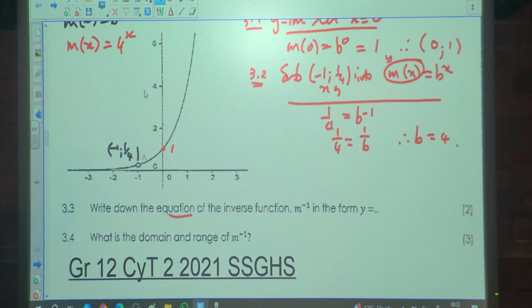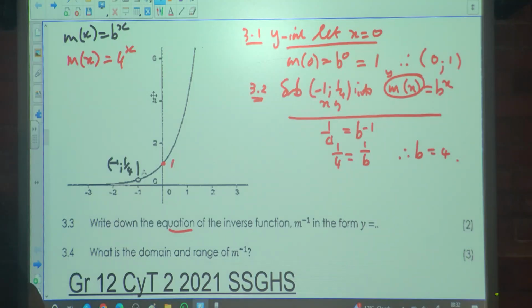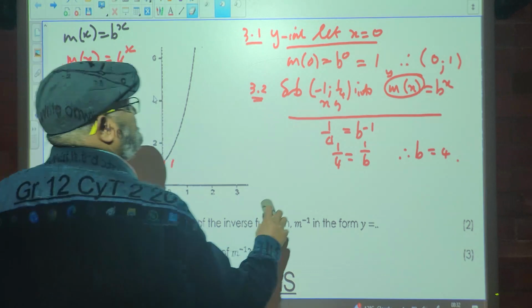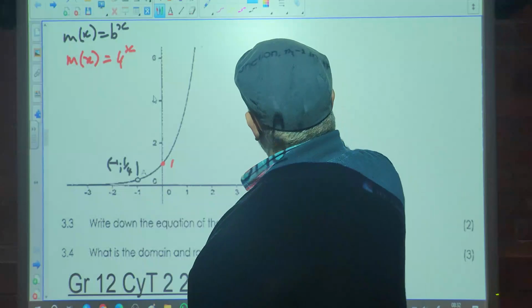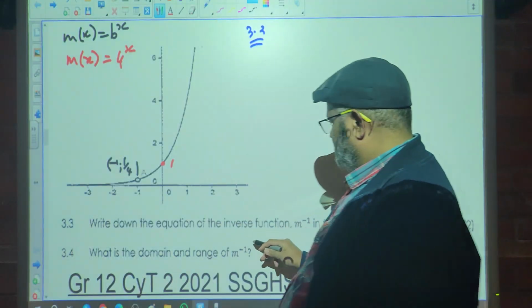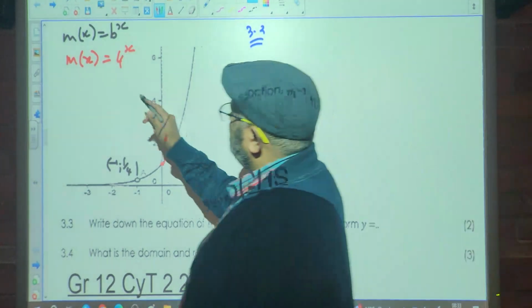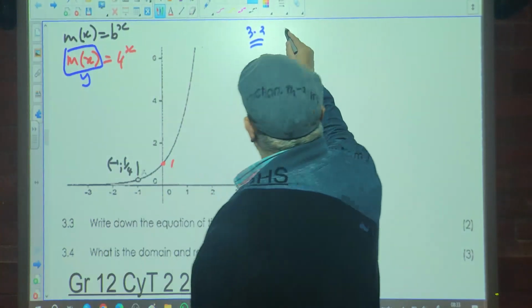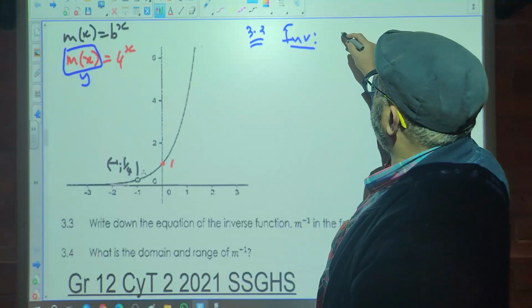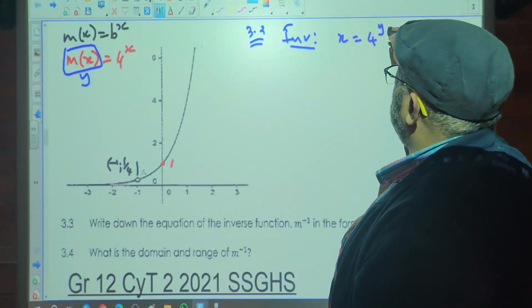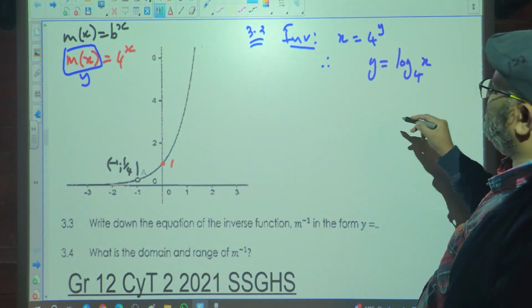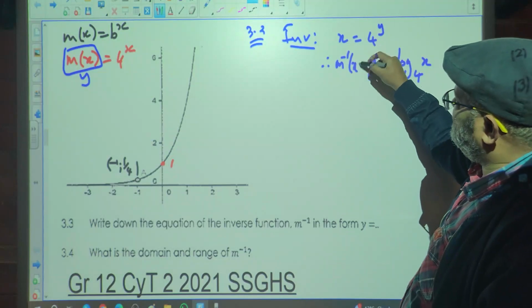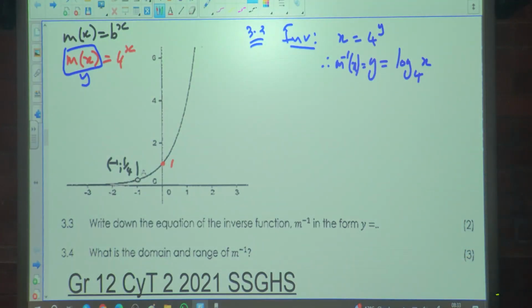The next question says, write down the equation of the inverse of m in the form of y. The inverse. What do we do for the inverse? We interchange x and y. Remember, this is your y. So for the inverse function, it's going to be x is equal to 4 to the y. You make y the subject, therefore y is equal to log x base 4, and that is the inverse of m.